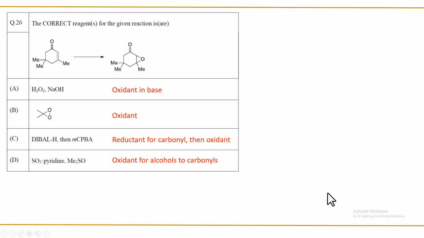Now coming to the question, here H2O2 and NaOH and dimethyldioxirane both can produce the corresponding product. So the answer is A and B.